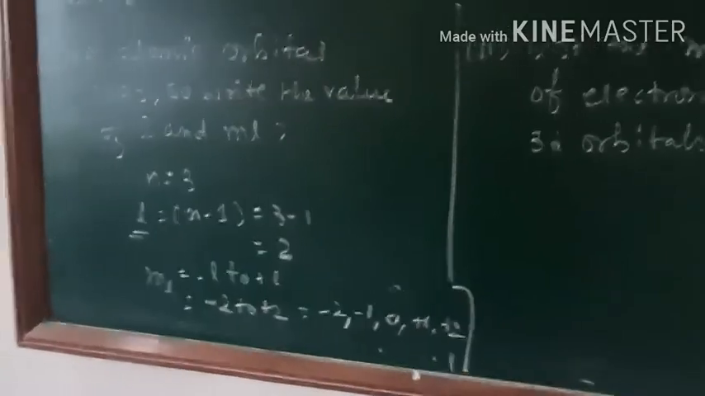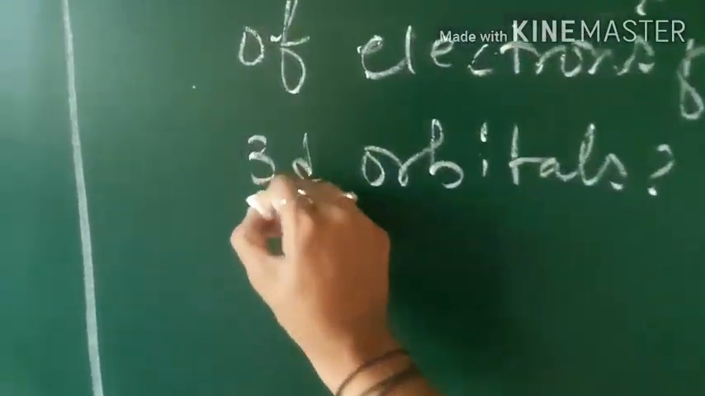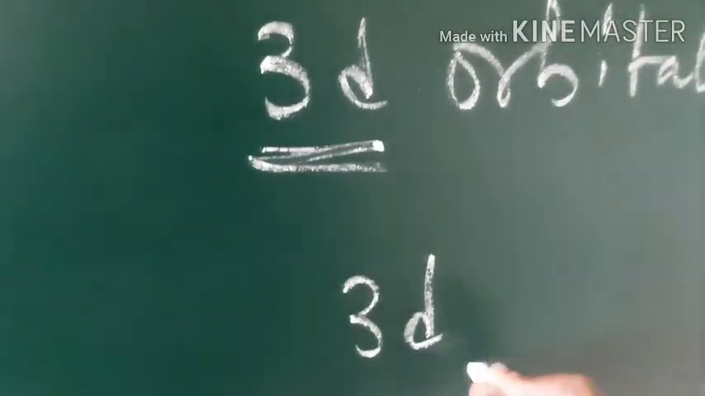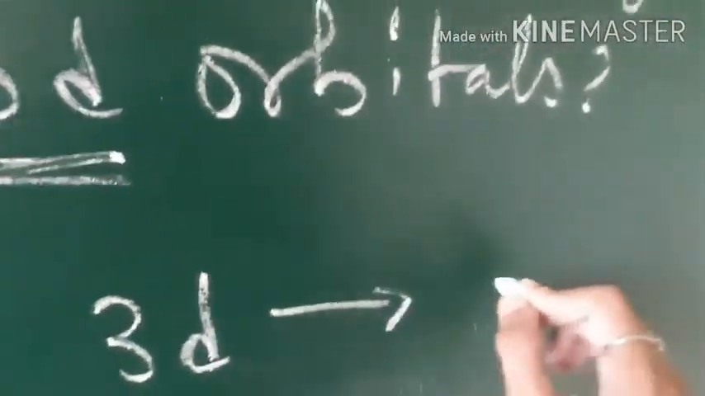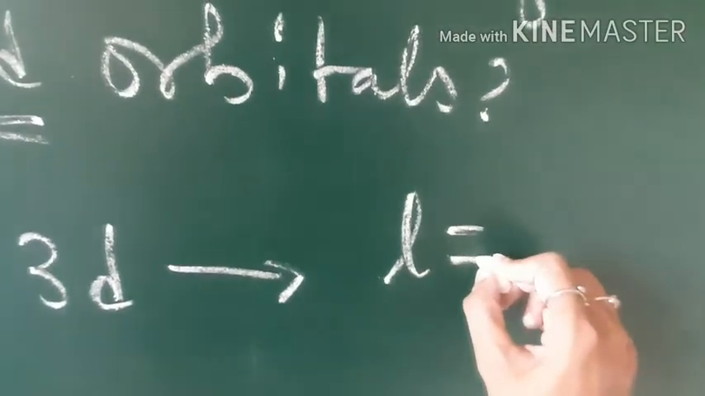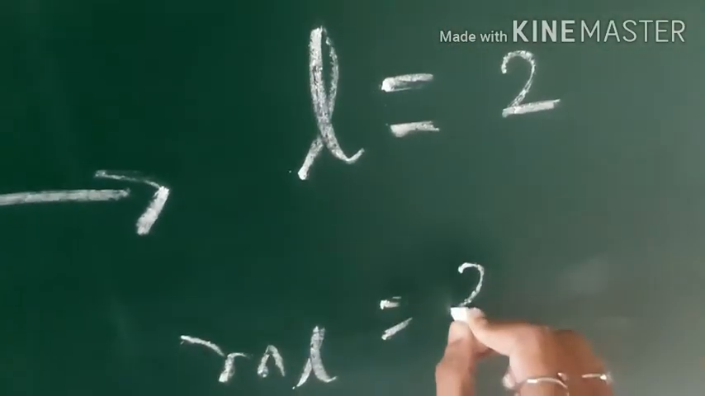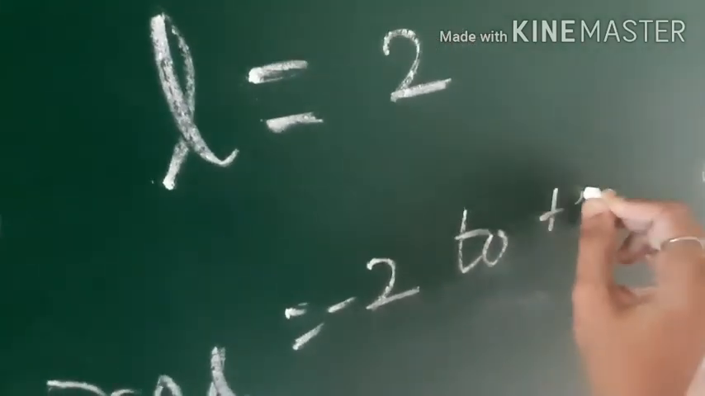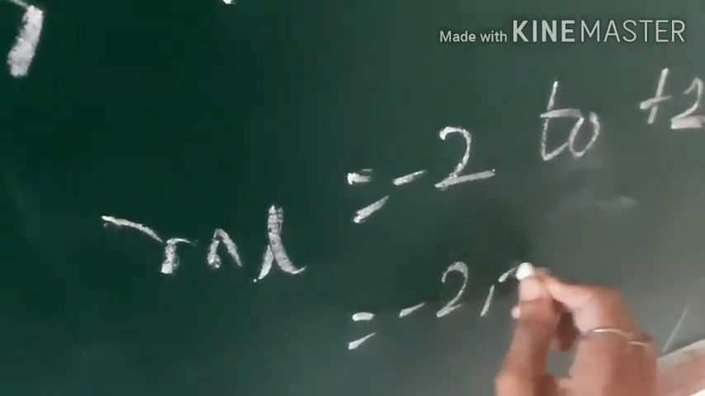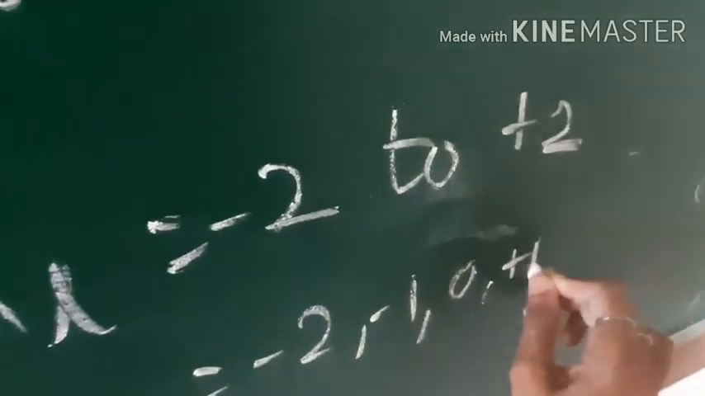Already we have done that. The second is the same with the 3d orbital. We have to write down the value of l and ml for the 3d orbital. We are doing the same thing. l is equal to what? Here l is equal to 2 and ml is equal to minus 2 to plus 2. So that is also the same answer we have.